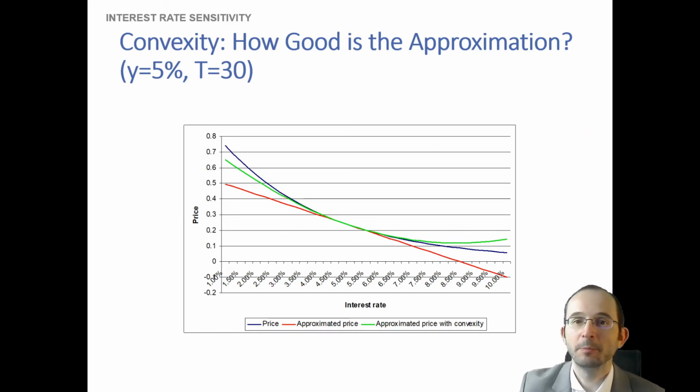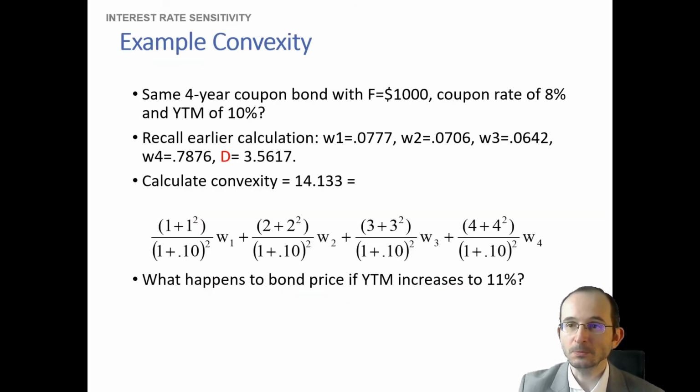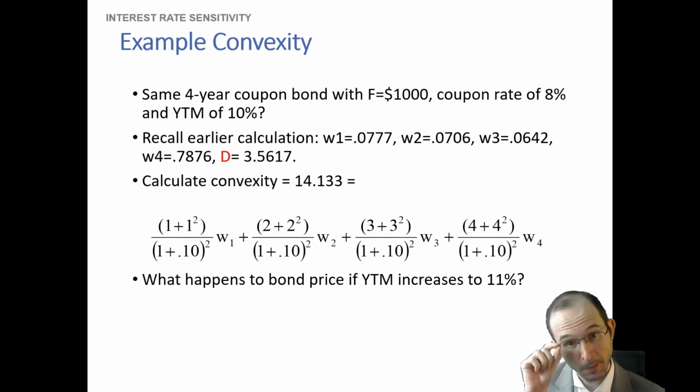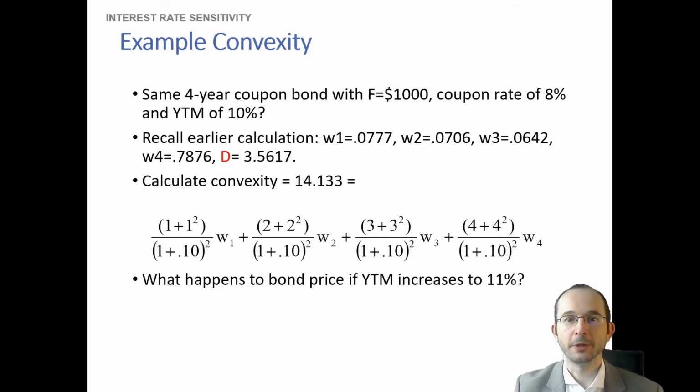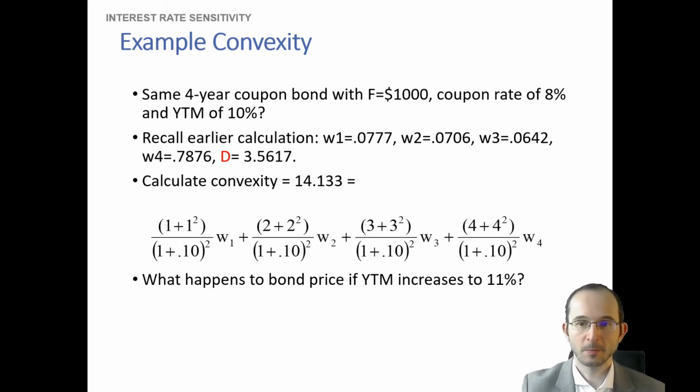So this is the power of convexity, and this is why it's actually very useful to keep convexity in mind as well as duration. So let's go through a convexity calculation. Let's take that same 4-year coupon bond. Let's say that it has a yield to maturity of 10%. We already worked out what its duration is. Now let's calculate the convexity.